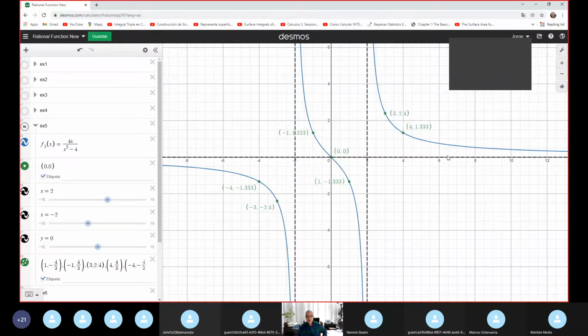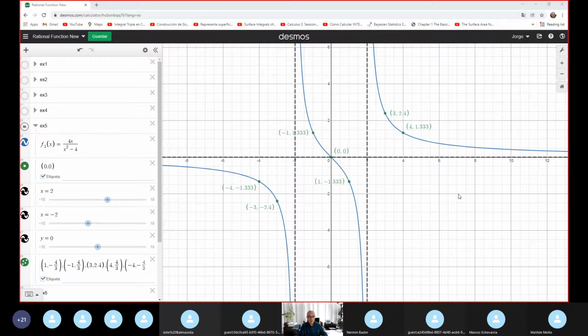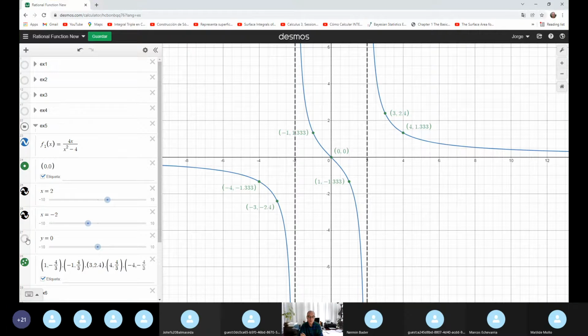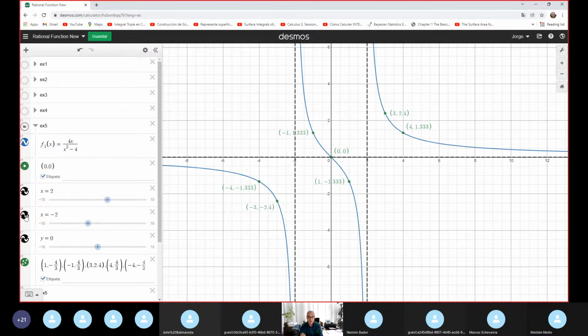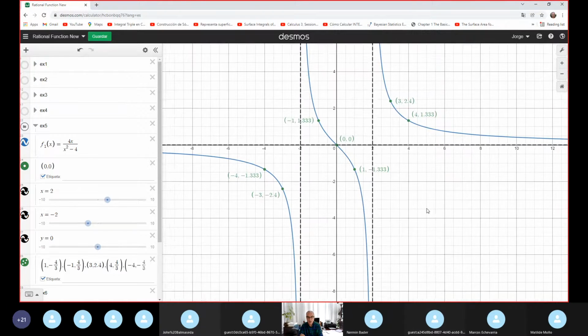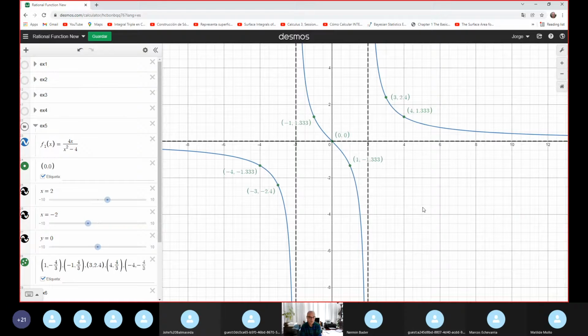Okay, question number 1. Do you see the position of the horizontal asymptote? Okay, we have only one. Yes or no? Do you see the position of the vertical? Yes or no? Yes. And do you see the point? And do you see how the function is odd function? Okay, suppose 3, 2.4, and this is negative 3, negative 2.4.